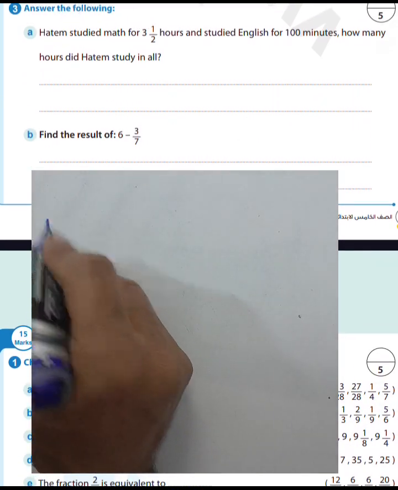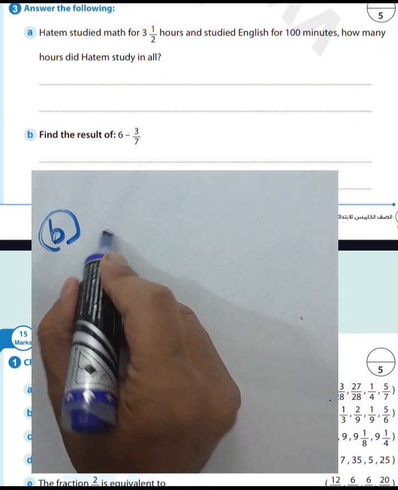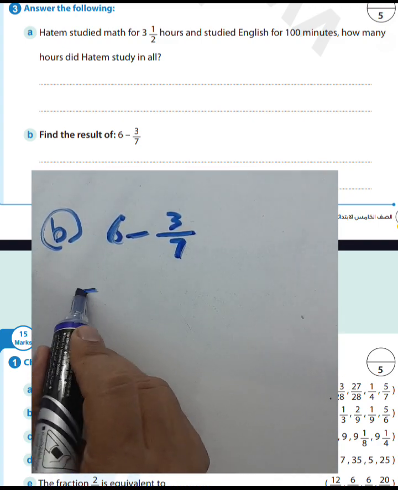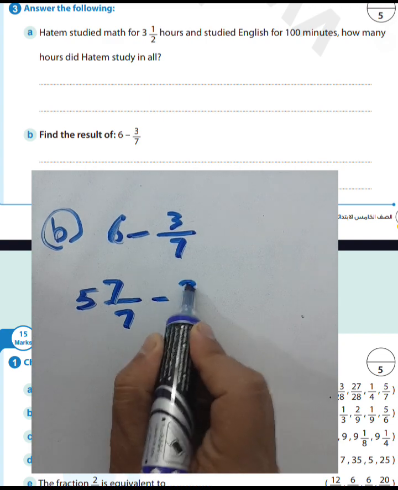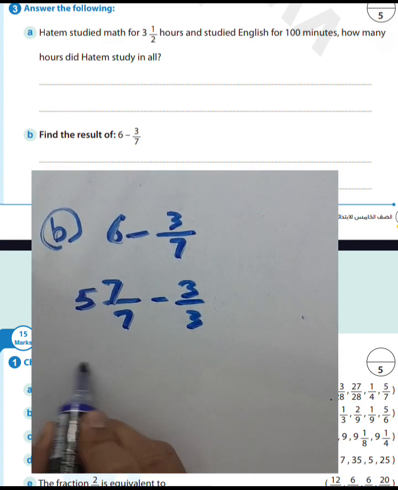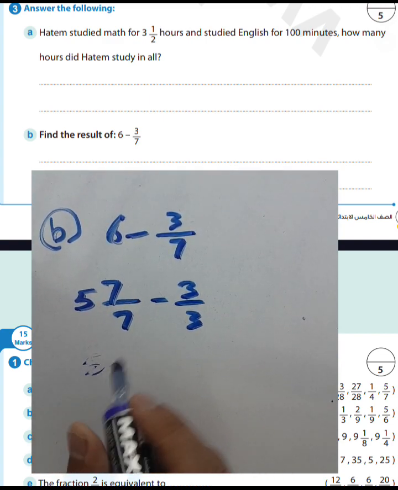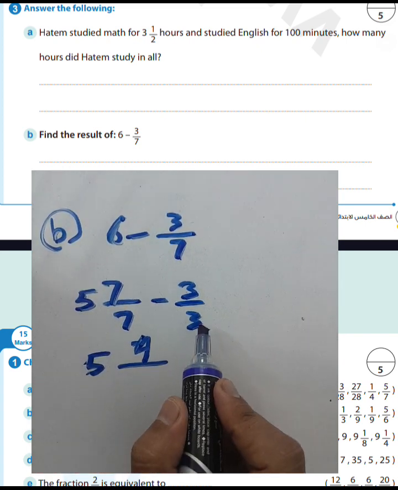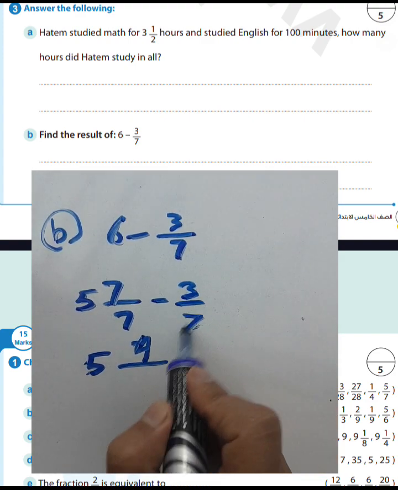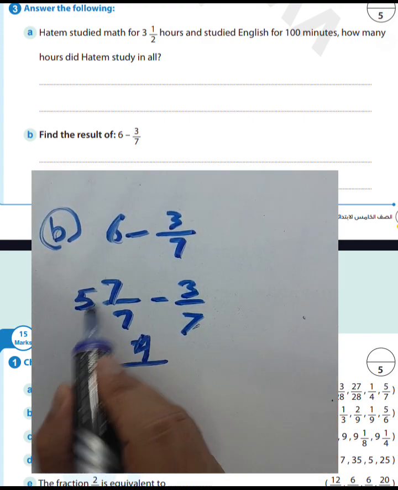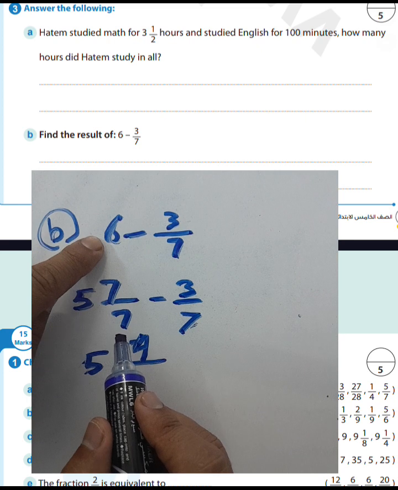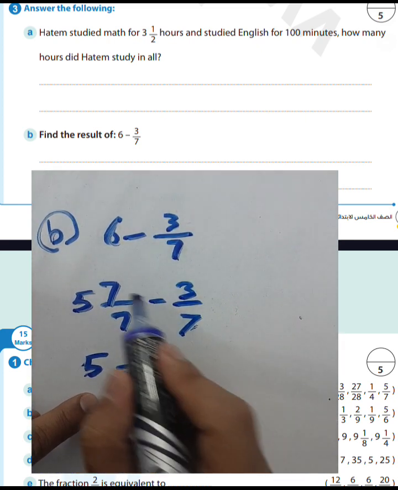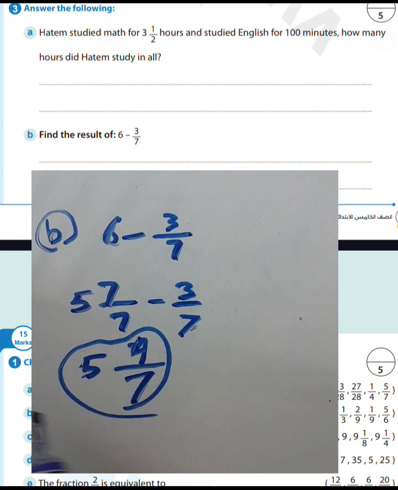Question letter B. Find the result of 6 subtract 3 over 7. We know 6 equals 5 and 7 over 7. Subtract 3 over 7. Write 5 outside here, and 7 minus 3 equals 4. Again, 6 equals 5 and 7 over 7: borrow 1 from 6 will be 5, and 1 equals 7 over 7. Subtract 3 over 7. Write 7 in the numerator, and 7 minus 3 equals 4. Then the result will be 5 and 4 over 7.